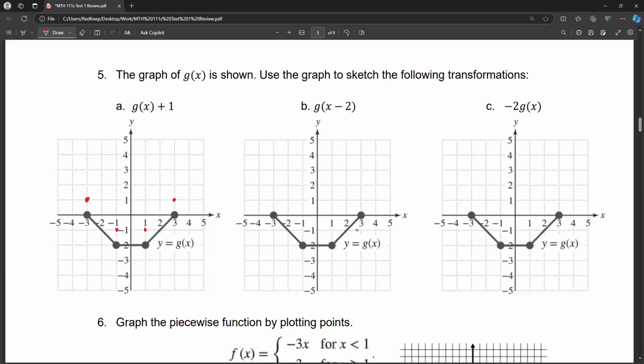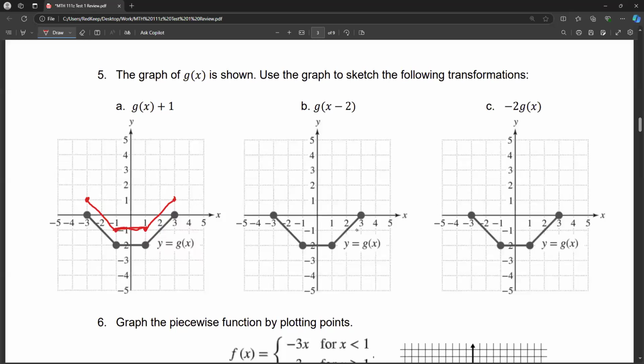Okay, and so let's do our best. We'll connect these dots, right? And you may have come to this in a different way, right? Just thinking about, well, if I'm adding 1, I'm just shifting everything up 1. But this was a nice way to break it down point by point. Perfect. Okay, so moving on to part B, right?